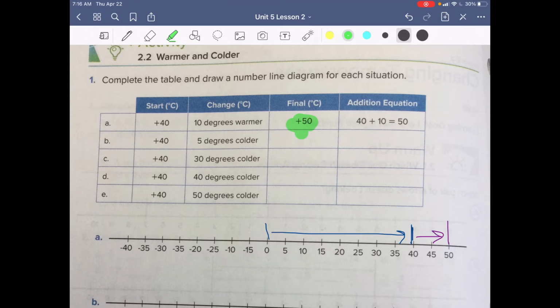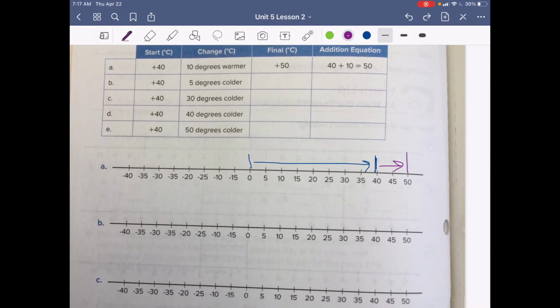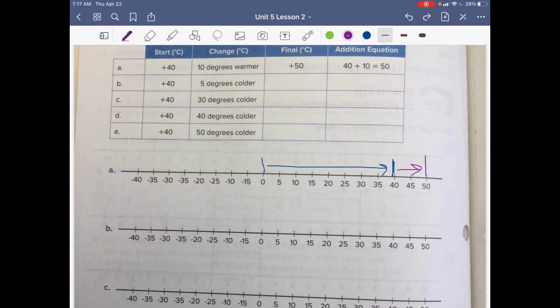And then it showed us an addition equation for this. So you see right here how it's an addition equation? 40 plus 10 is 50. All right, let's look at the next one. So the next one, again, it's going to start at 40 degrees. So let's go down to B. And we're going to draw our line from 0 to 40 because we're starting at 40.